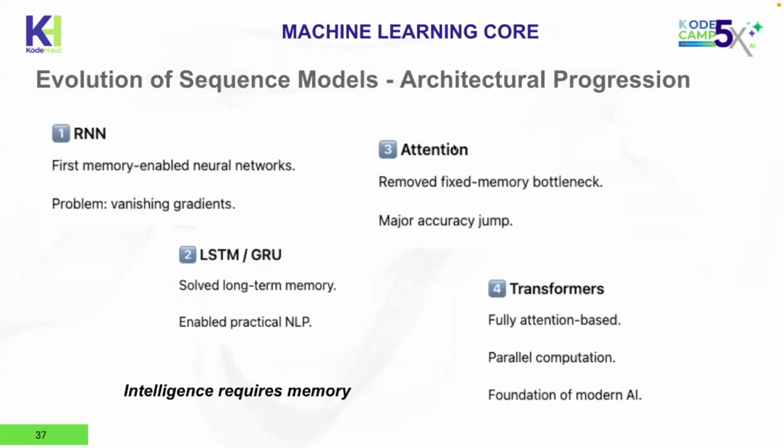So this kind of gives us an idea of the evolution of the sequence models. You started with RNNs, okay? First memory-enabled neural networks that could think about past history. But they had a problem of vanishing gradients. And then after that, we had LSTM and GRU, which solved the long-term memory problem by eliminating or minimizing vanishing gradients. And they started enabling practical natural language processing.